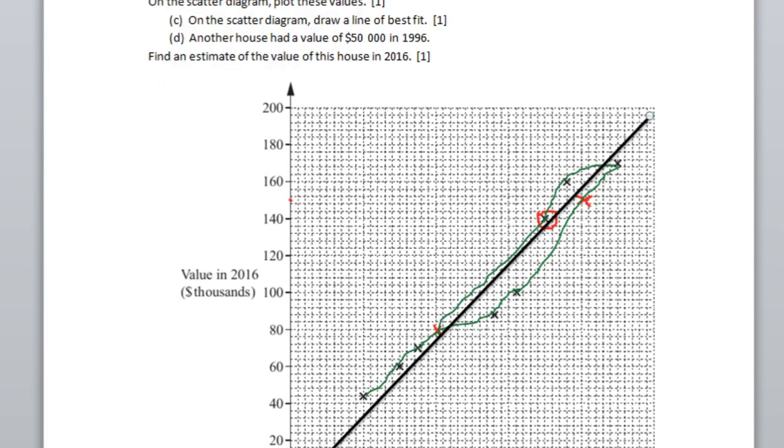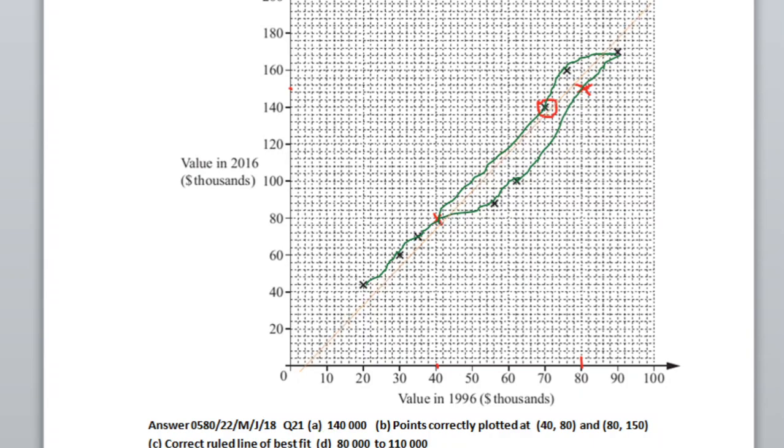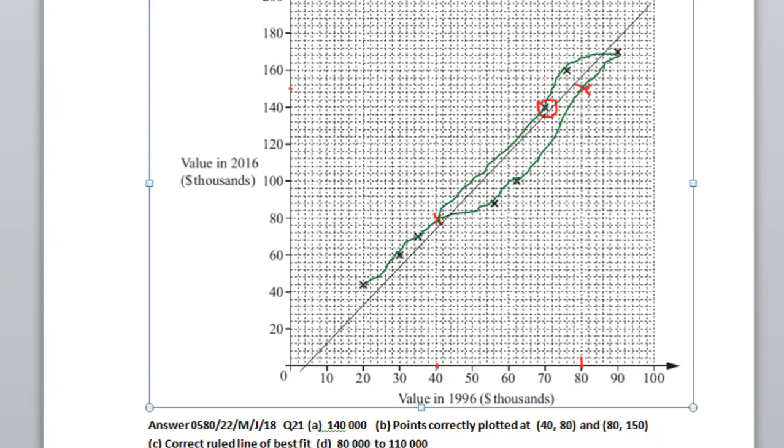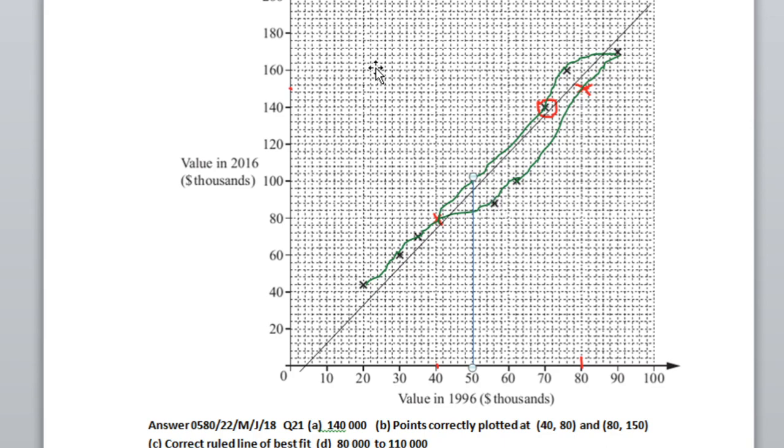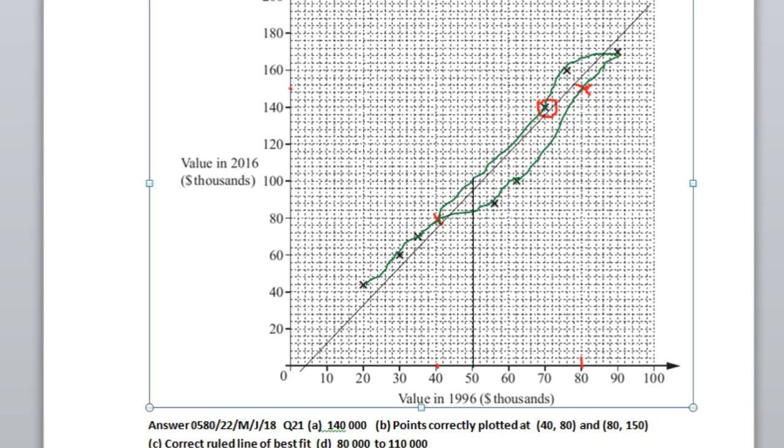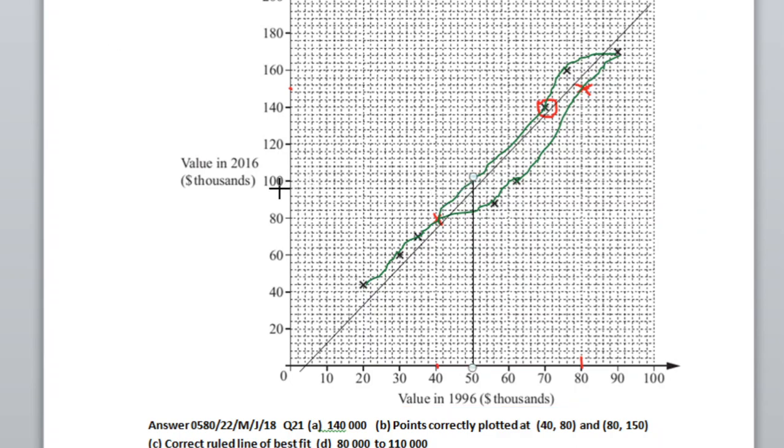So part D says another house had a value of 50,000 in 1996. Find an estimate of the value in 2016. So for 50,000, read the value on the line. This is 50,000. Corresponding to that, we are getting this value here. So corresponding to 50,000 on the line, I am getting this point here.